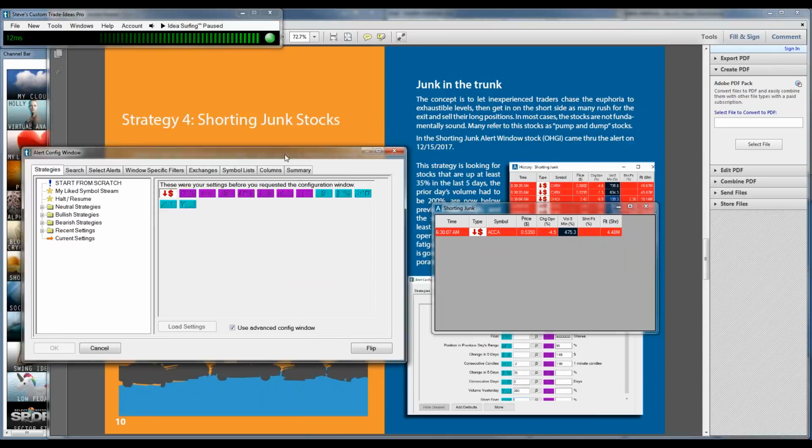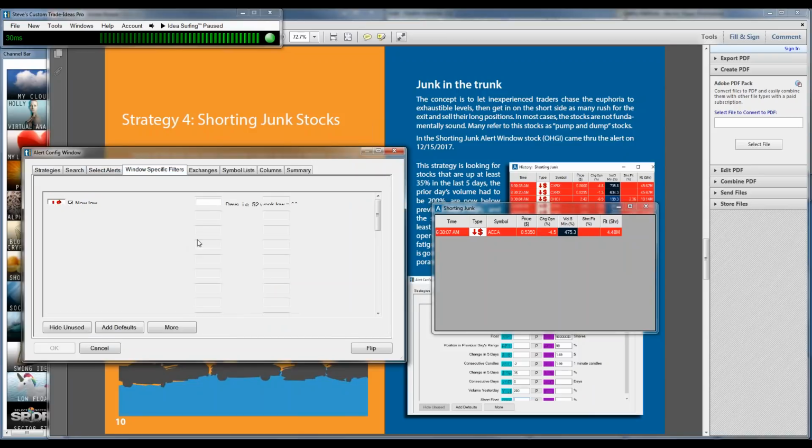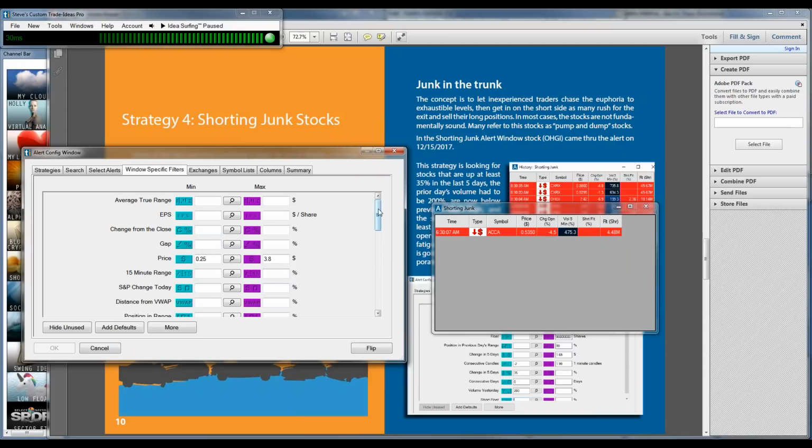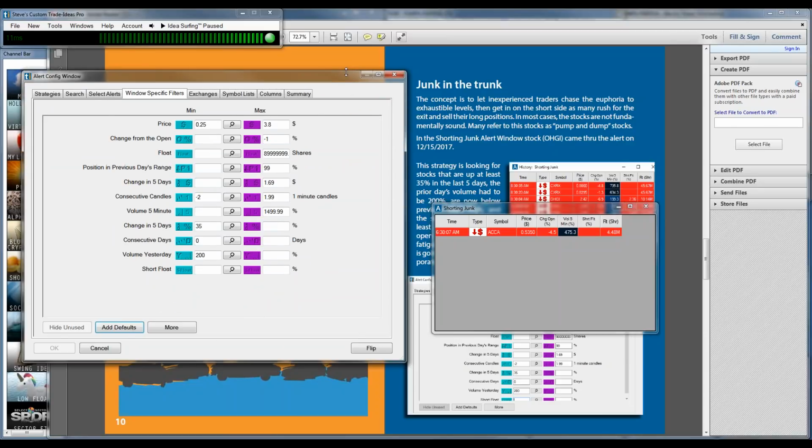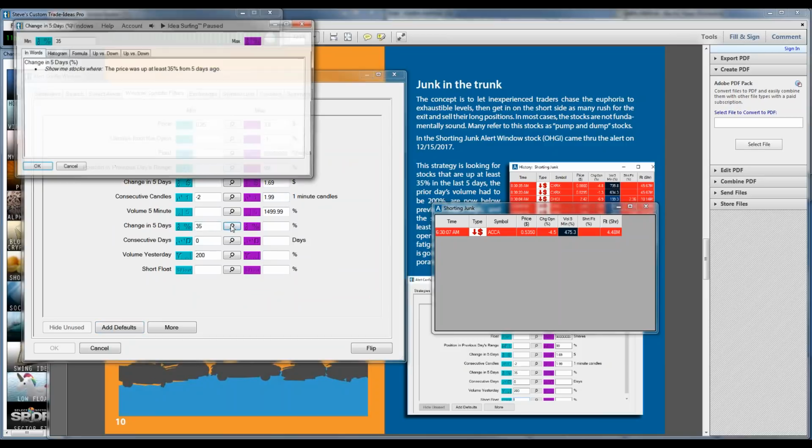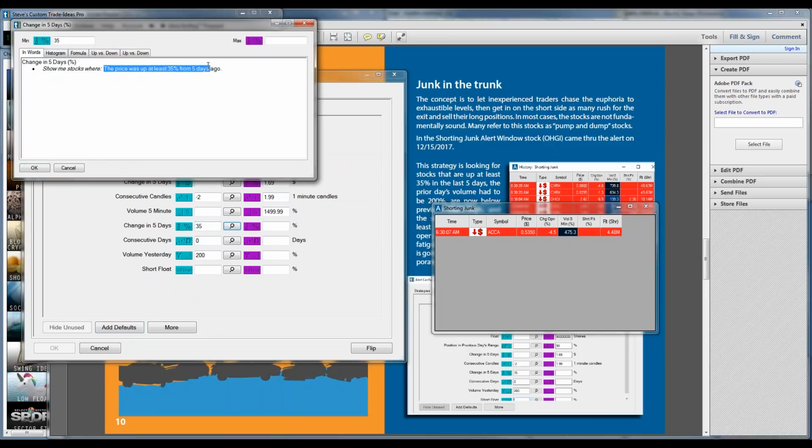All right, we're looking for stocks hitting a new low, and if you go into window-specific filters, guys, this is what makes this, and maybe just hit hide unused. All right, here are some of the key ones. I'll just go over the key ones. Look at the change in the 5-day. The minimum has to be up 35%. Okay, these are only looking for stocks, you can see there, Steve's showing you right there, where the price is at least up 35% from 5 days ago.